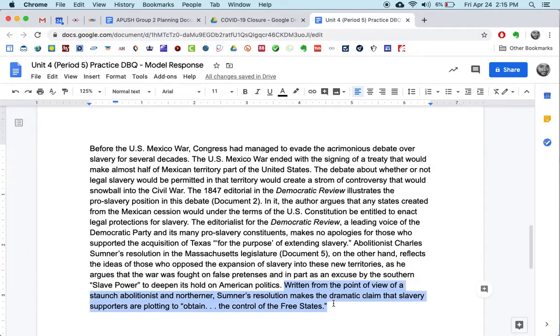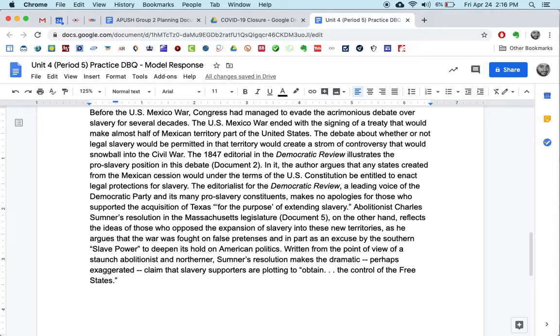And then finally, I go ahead and provide a quick analysis of the point of view. Written from the point of view of a staunch abolitionist and northerner, Sumner's resolution makes the dramatic claim that slavery supporters are plotting to obtain the control of the free states. Dramatic, perhaps exaggerated. Let me be clear there. A rabid abolitionist, he sees any support for slavery as potentially inviting the, quote, "slave power" to take over the whole country. And certainly for a lot of people, there was good reason to believe that that was the case. But this was more likely a position that would have been articulated by an abolitionist, as opposed to a political moderate in the 1840s and 1850s. So I make that point with my brief analysis there.